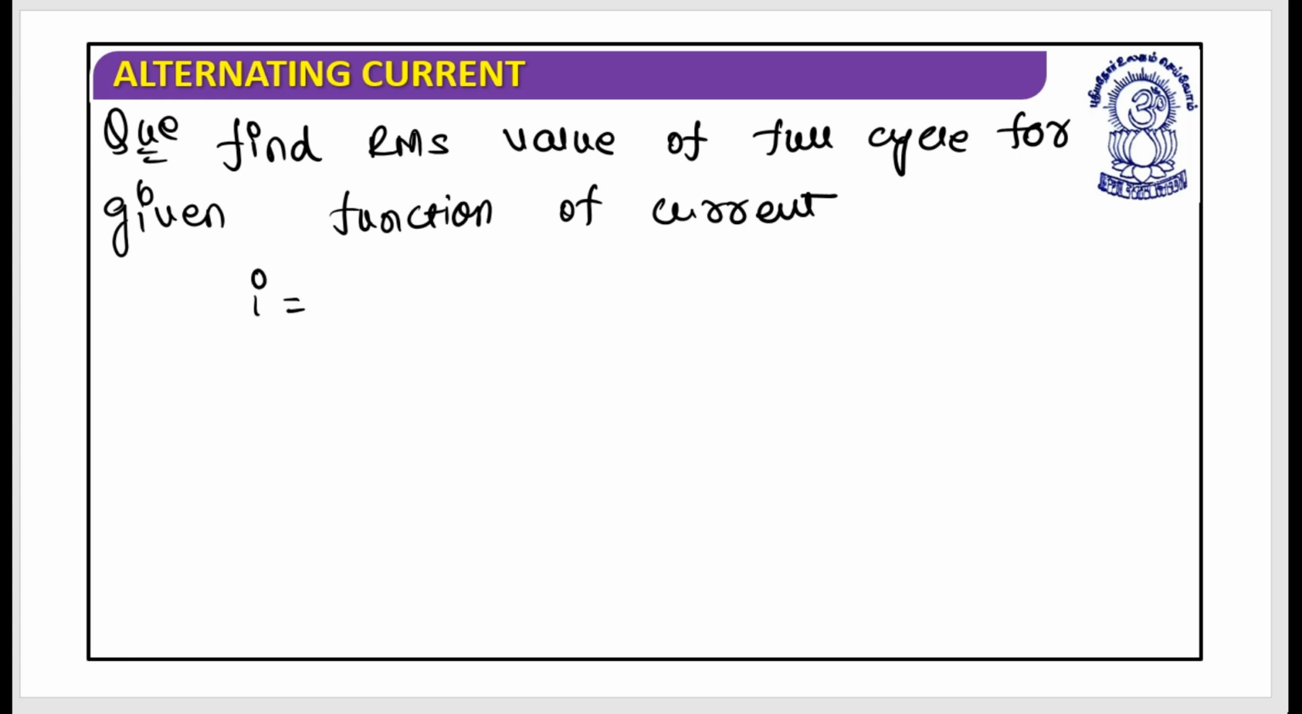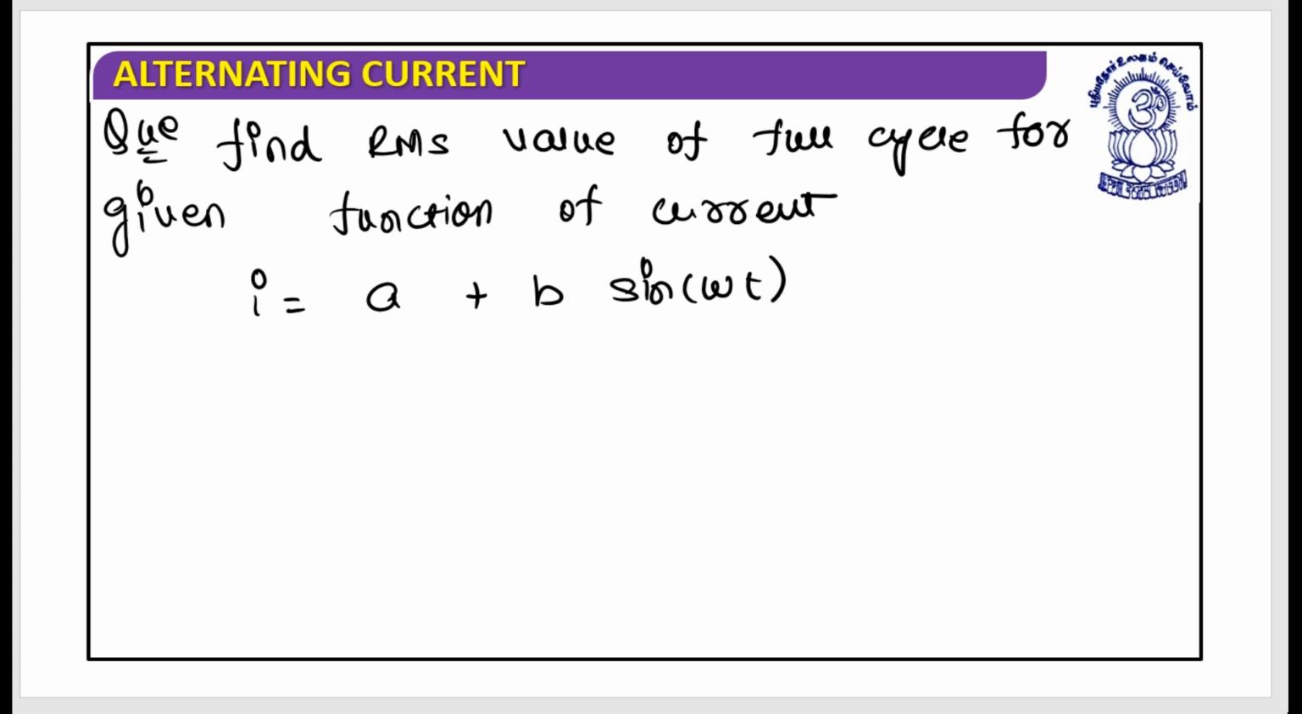Let's say I is given as a plus b sine omega t. This is my function, and I need to find the RMS value over a full cycle, from 0 to T, for this given function of current. So how should I do this? What can be done?